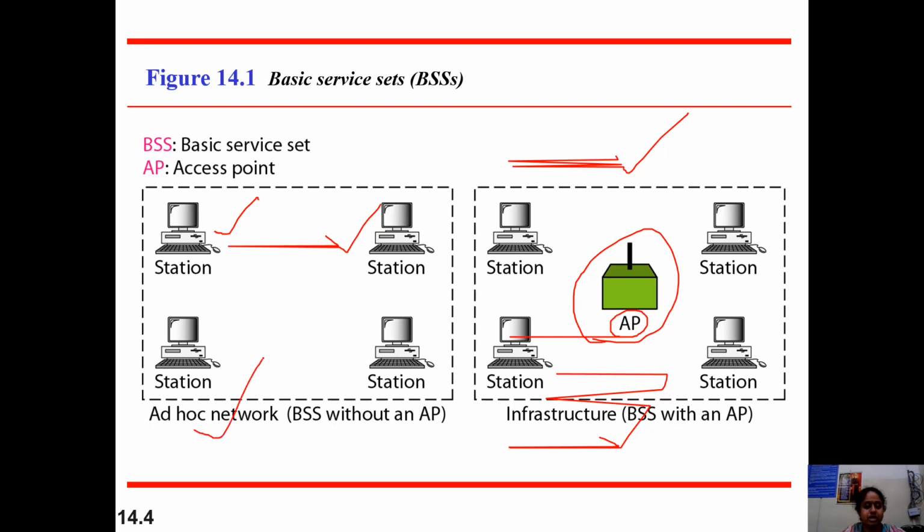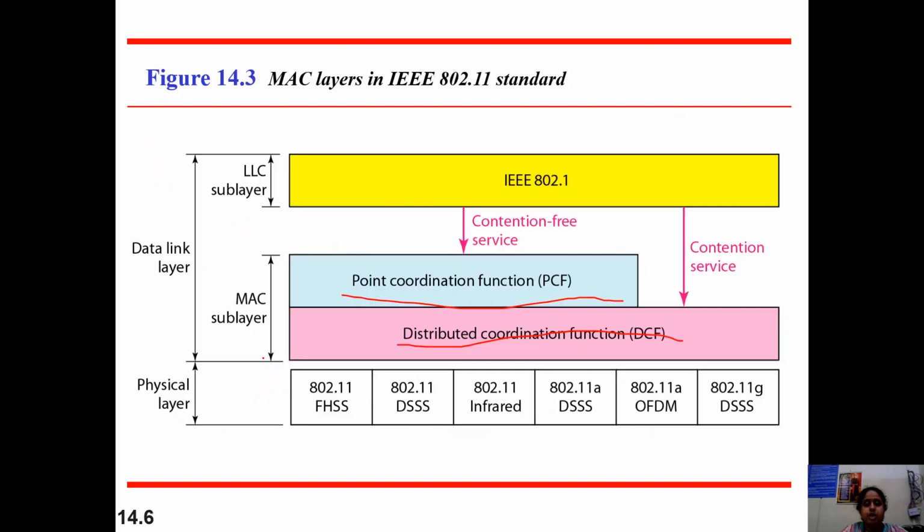And stations in an ad hoc network use the random access method, where they compete with one another. So now if you take a look at the diagram, you can see that point coordination function uses contention free service, and distributed coordination function uses contention service. So three things you will have to remember here. The access point, which is used in infrastructure mode, uses point coordination function. Stations in ad hoc mode use distributed coordination function.